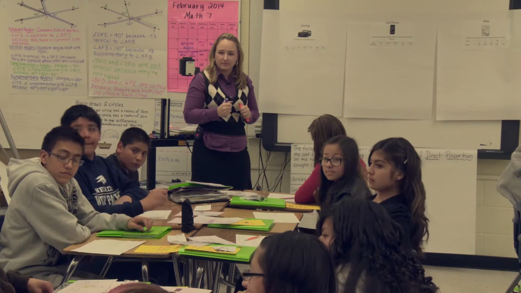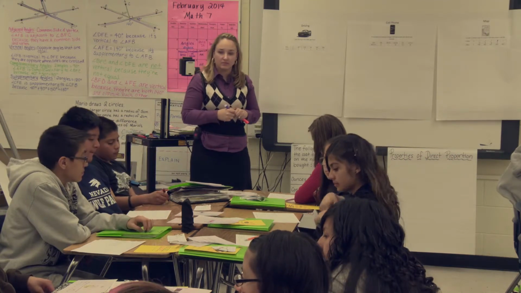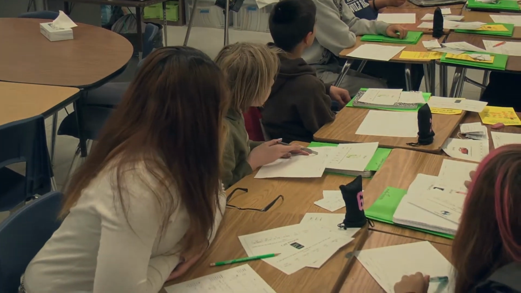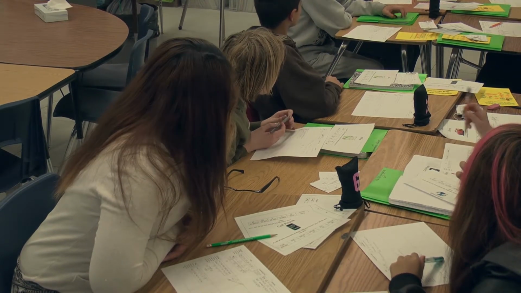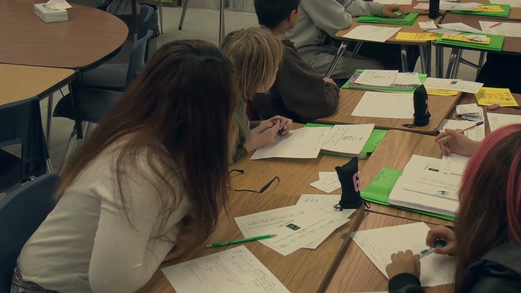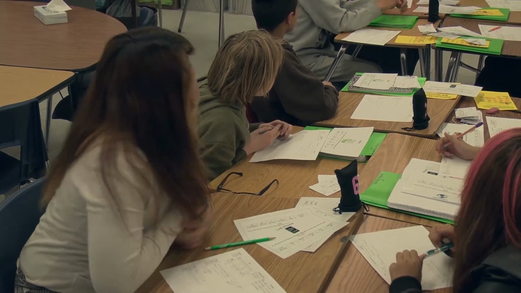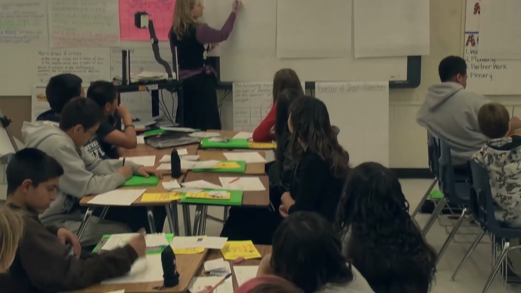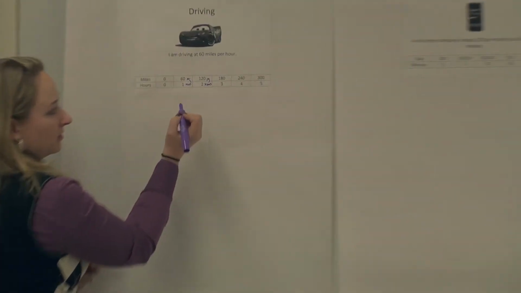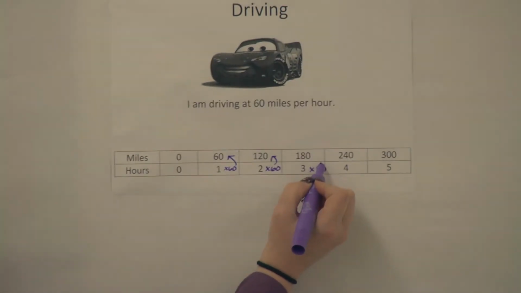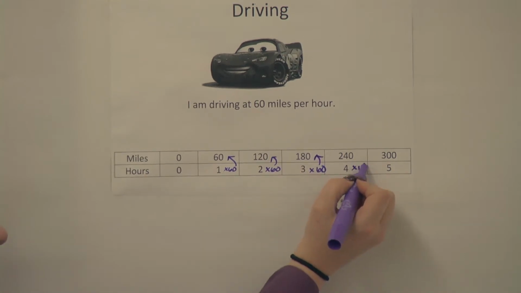I thought it was proportional because if you times each number by 60, it would come out the same. So you're saying 1 times 60 got you the 60? 2 times 60 got you the 120? Yeah. 3 times 60 got you the 180? And so on?